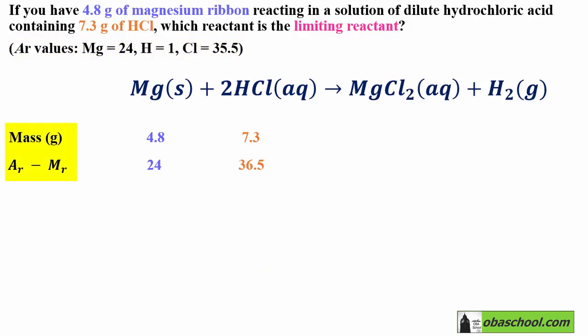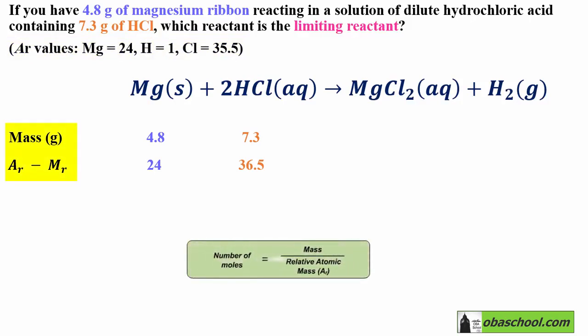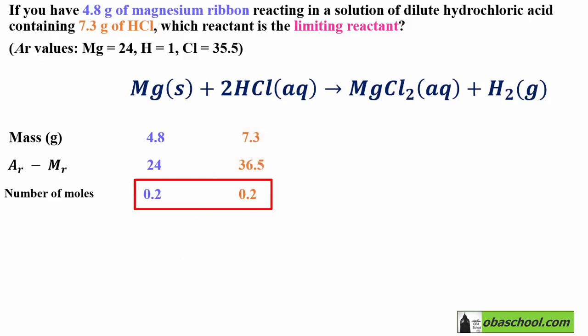Now, because we have the mass and the relative atomic mass, we can calculate the number of moles. According to this equation, to find the number of moles, we will divide the mass by the relative atomic mass. So what's the number of moles of magnesium and HCl? Excellent. The number of moles of magnesium is 4.8 divided by 24, which is 0.2. And the number of moles of HCl will be 7.3 divided by 36.5, and this is 0.2. If we compare these two numbers of moles, we will find that they are equal.